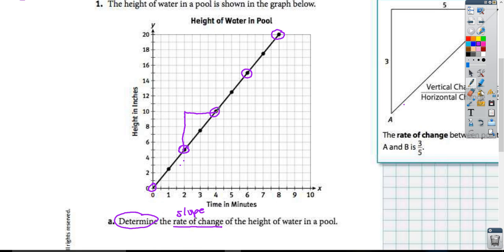Okay, then I'm just going to count. So I look at my label here and I notice I go up by 1. So when I count, I'm going to go up by 1s. 1, 2, 3, 4, 5. So that has a vertical change of 5.